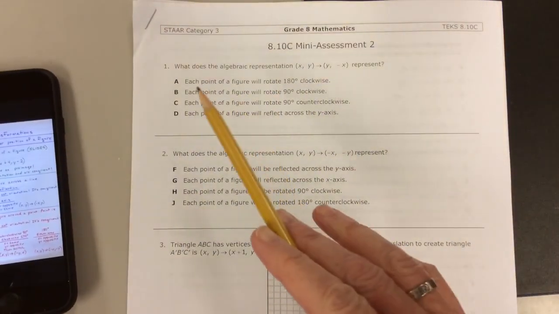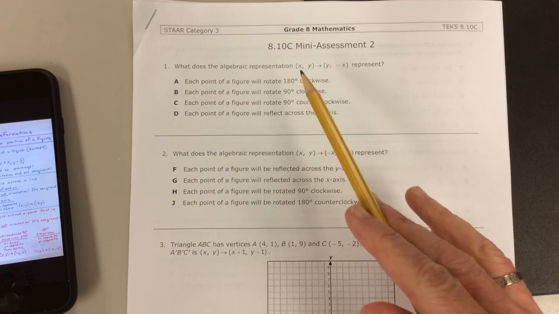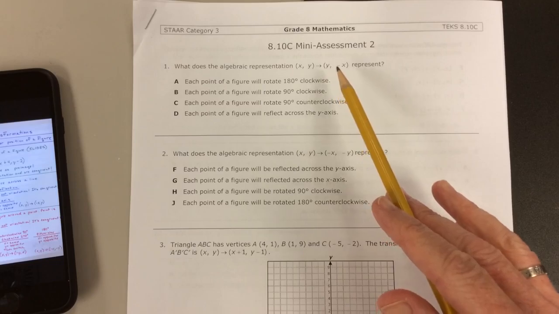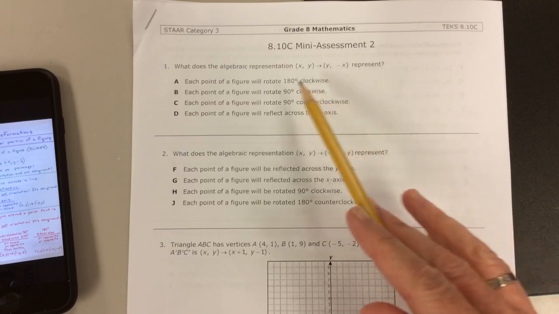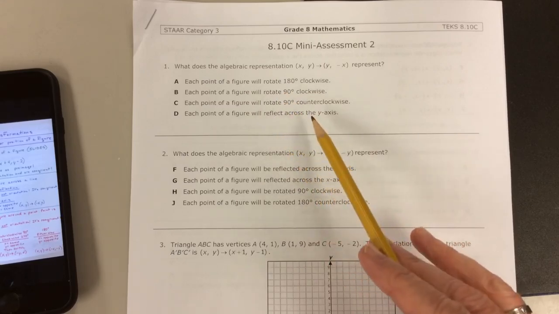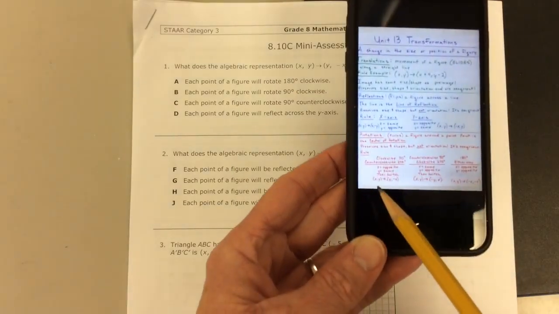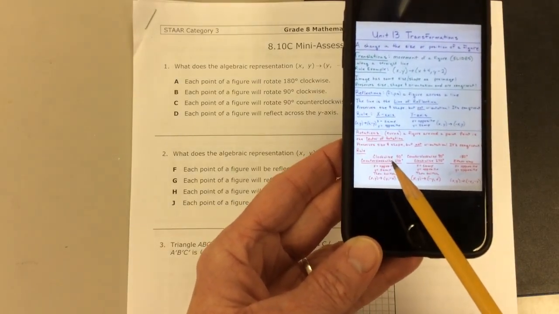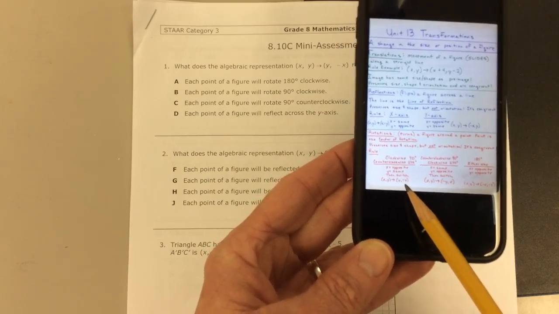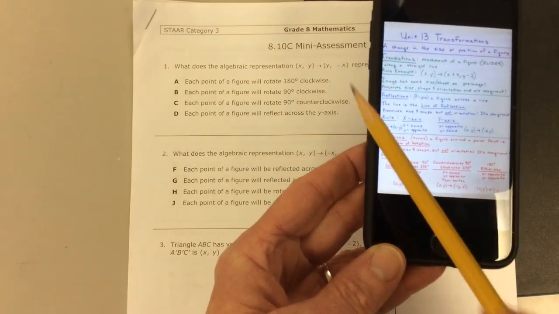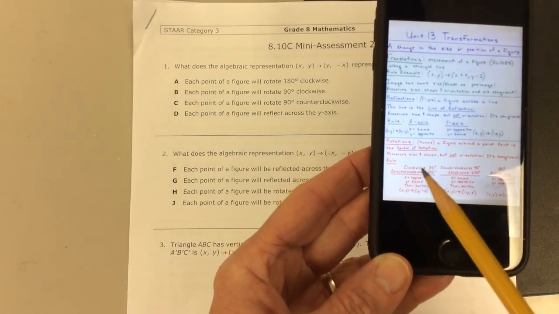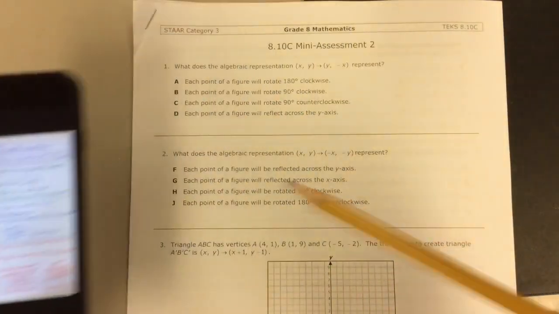Number one, what does the algebraic representation (x, y) becomes (y, negative x) represent? It says rotation or reflection, so all we have to do is check the rules. For a rotation clockwise 90 degrees, it becomes this, which is just like our problem here. This is written just like that. So this is our answer, clockwise 90 degrees, B.